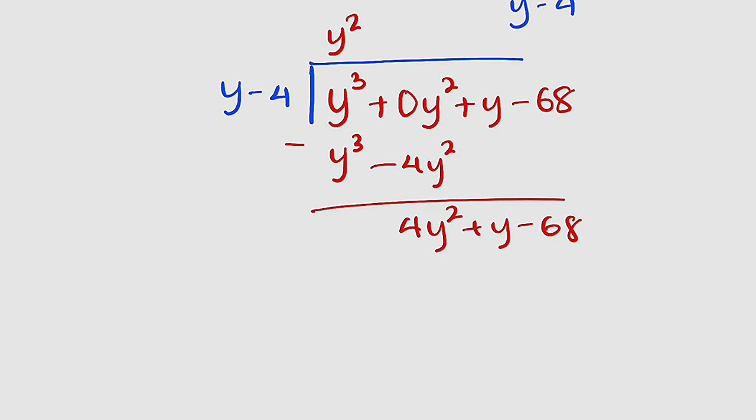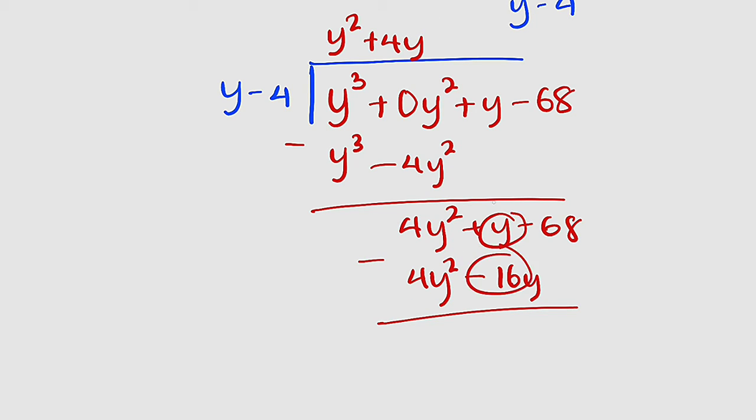Repeat the same process. Take this, you plug it in here. Y can go into 4y squared exactly 4y. Then take 4y, multiply by these 2 terms. We have 4y times y is 4y squared. 4y times negative 4 is negative 16y. Subtract again. This minus this is 0. This minus this is positive 17y. Then drop down negative 68.